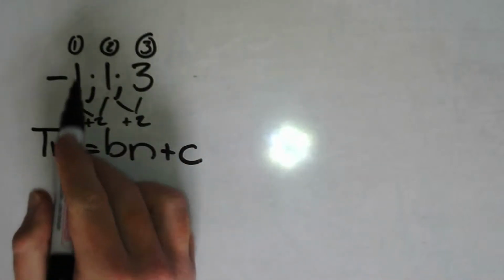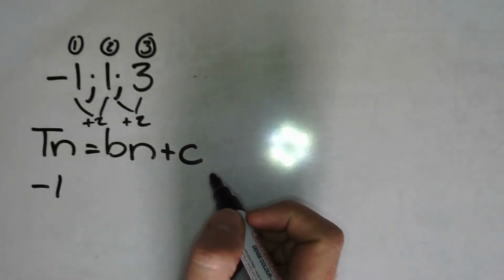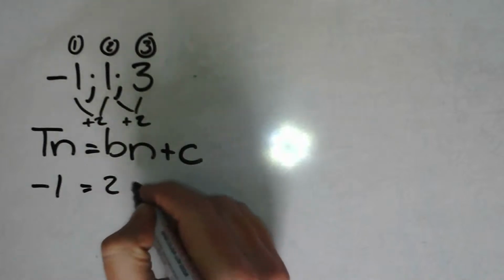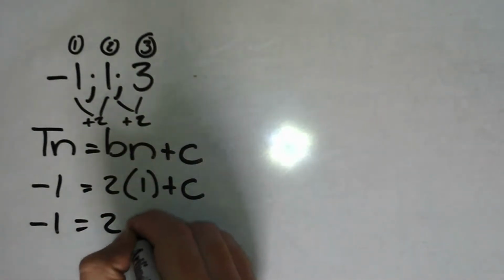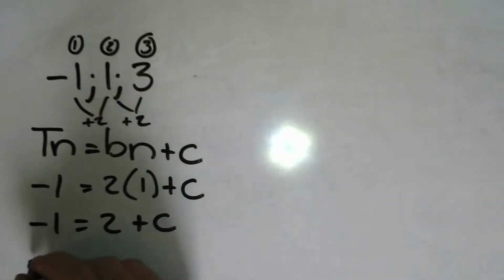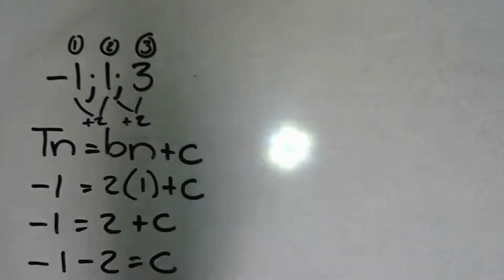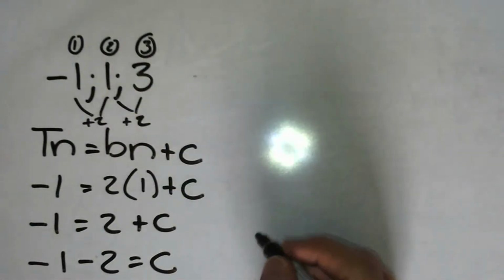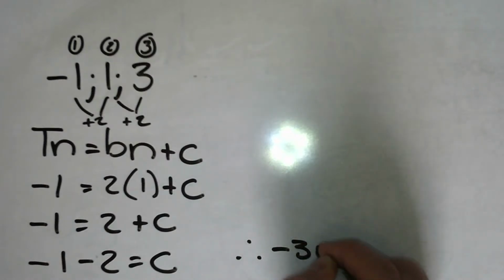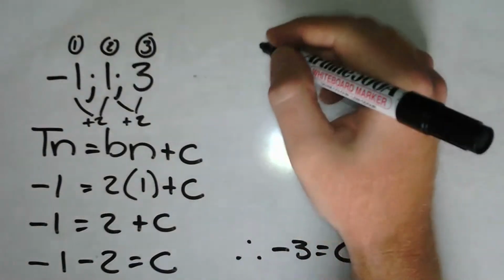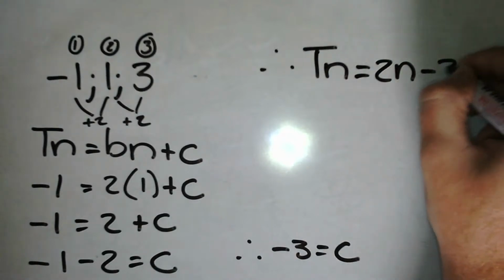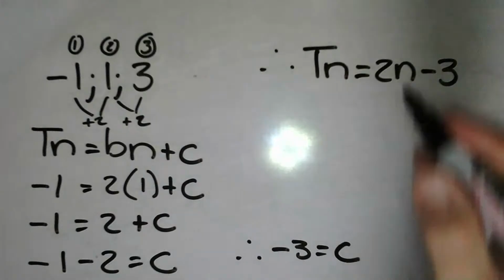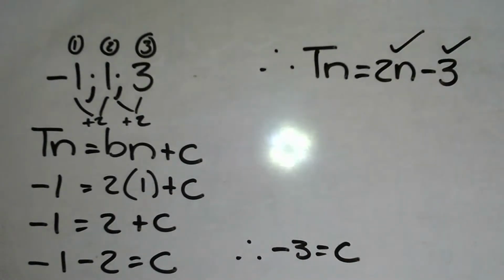So for the first position, the value of the first position is always written by Tn. Then B is 2 because we calculated it. Then position 1, we substitute in there, plus C. So negative 1 is equal to 2 times 1, which is 2, plus C. Carry the 2 over, which gives you negative 1 minus 2 equals positive C. So negative 1 minus 2 is therefore equal to negative 3. So C is equal to negative 3. So therefore, Tn is equal to 2n minus 3. And there's your general rule. You get 2 marks, one for 2n, one for negative 3 in this regard.